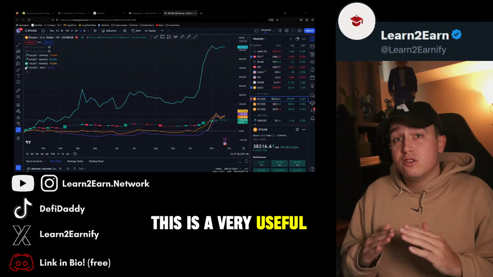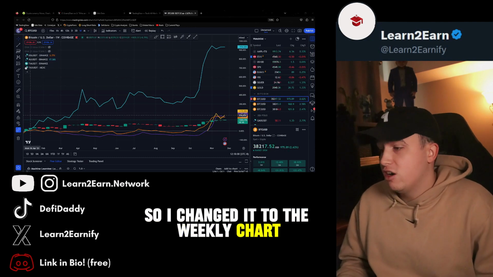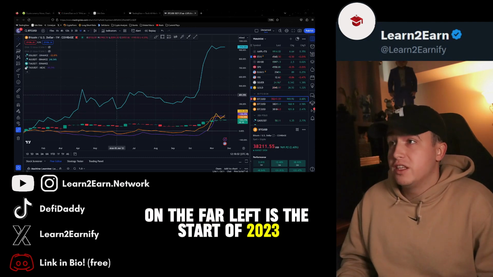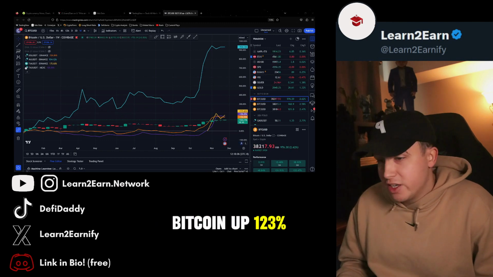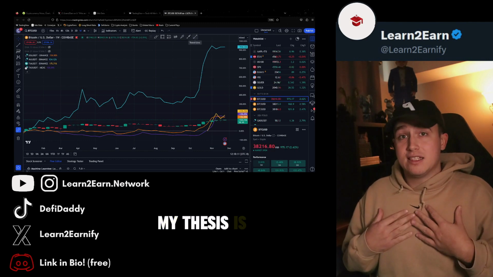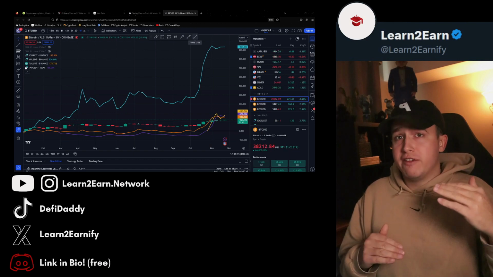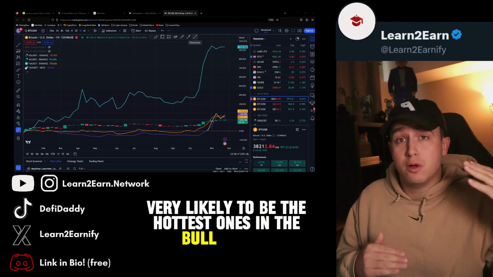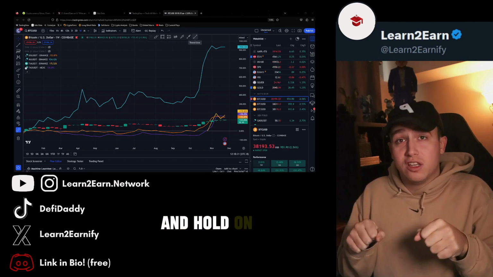This is a very useful approach on a longer time frame horizon as well. So I changed it to the weekly chart. On the far left is the start of 2023 and the current price is over here on the right. Right, Bitcoin up 123%, but all these other alts have performed above it. My thesis is simple. The alts that outperform Bitcoin in a bear market are very likely to be the hottest ones in the bull market. Plain and simple. Identify strength and hold on tight.